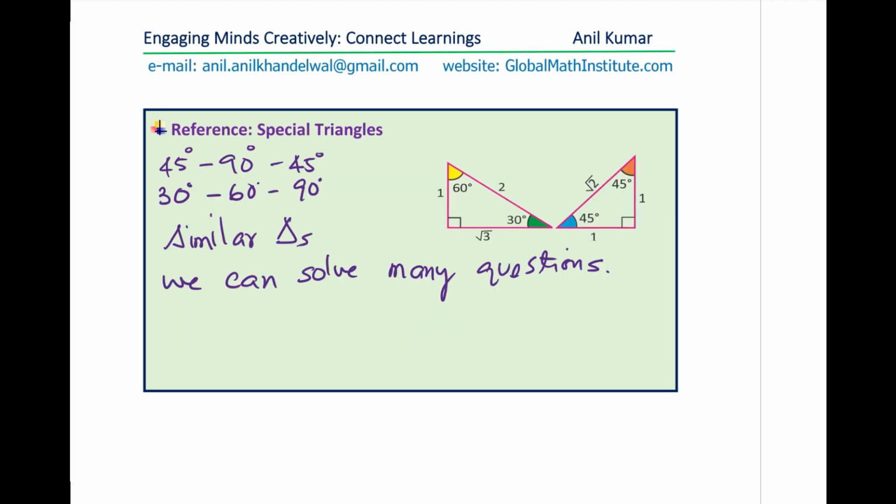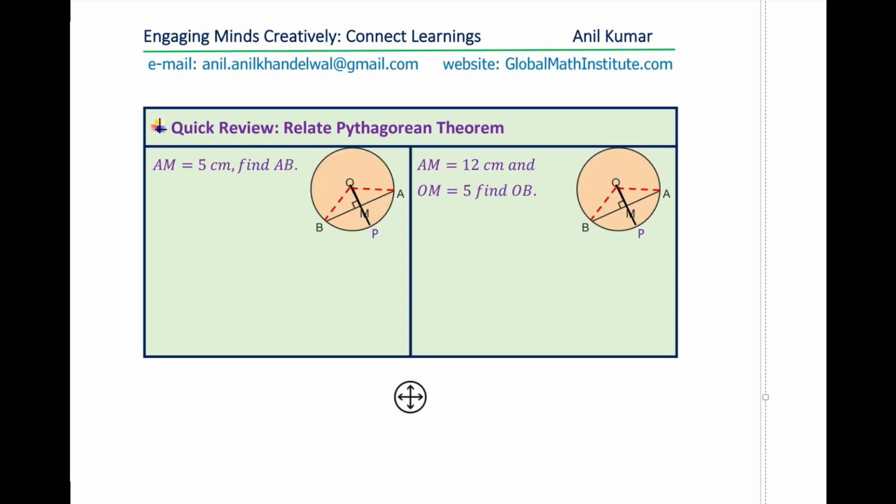So combining the knowledge of special triangles with the Pythagorean theorem, we can solve both the sets. Let us begin with the very first set now. Here is the question once again for you. We have AM equals 5 centimeters, the half of the bisected chord AB. You need to find AB.